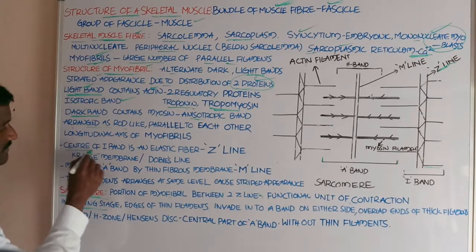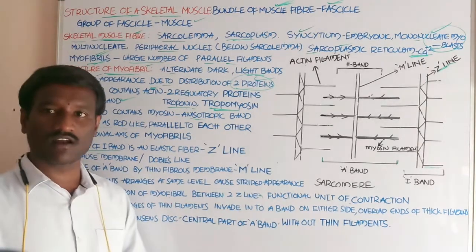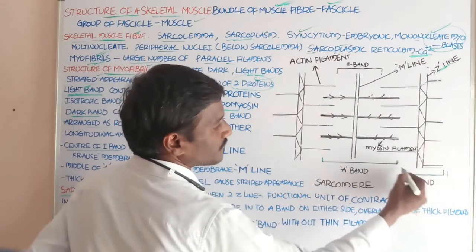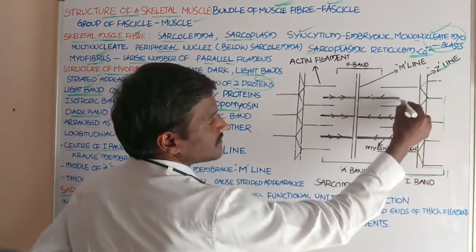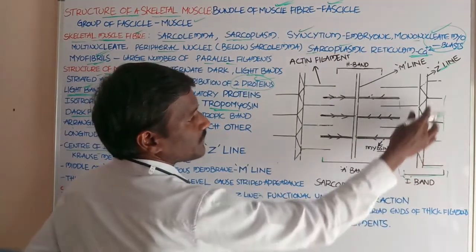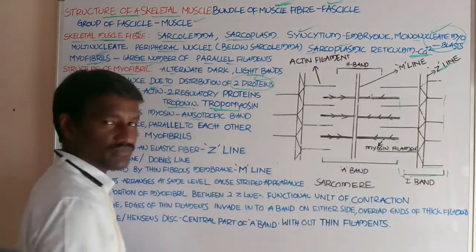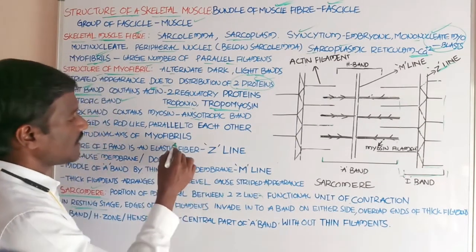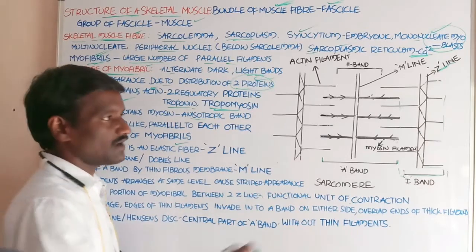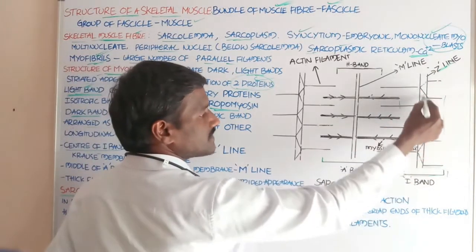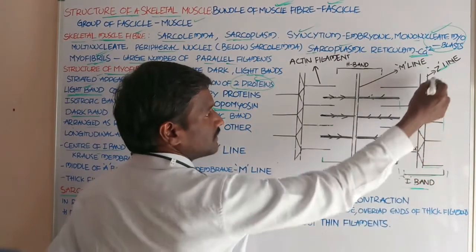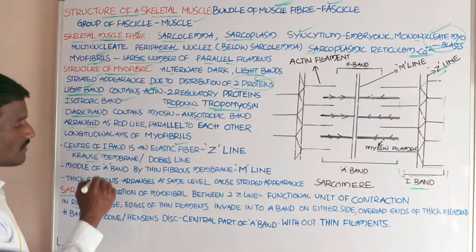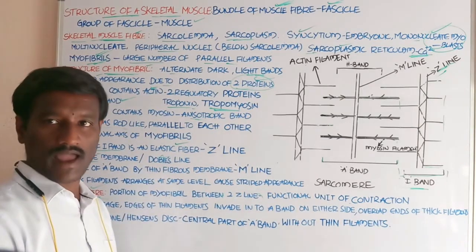Student, this is the I band, the isotropic band. Okay, student, the entire part is the I band. If you observe the center of the I band, there is an elastic fiber. This is the elastic fiber in the center of the I band. That is called the Z line. The Z line is also called the Krause membrane or Dobie's line.